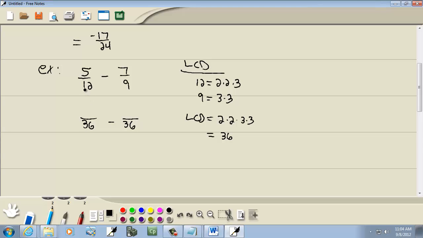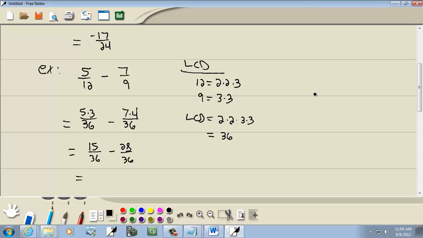Again, we have to look at the old denominator and ask, what did you multiply it by to get the new one? Here we had 12, we ended up with 36, we multiplied the bottom part by 3. So we have to multiply the top part by 3. Now here we multiplied the bottom part by 4, so we have to multiply the top part by 4. So that gives us 15 over 36 minus 28 over 36.